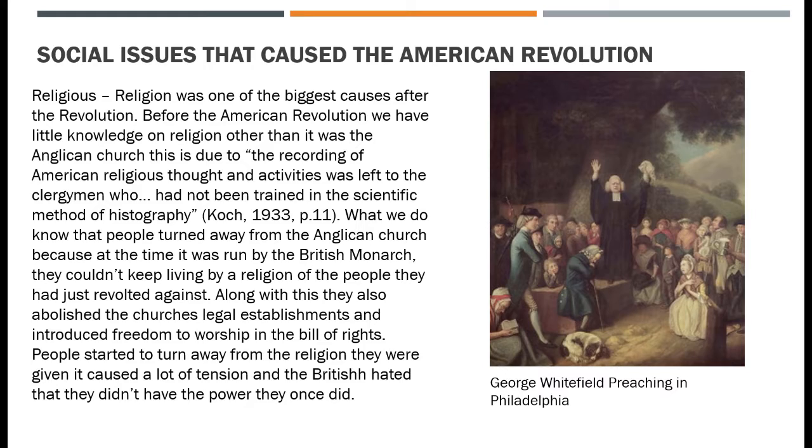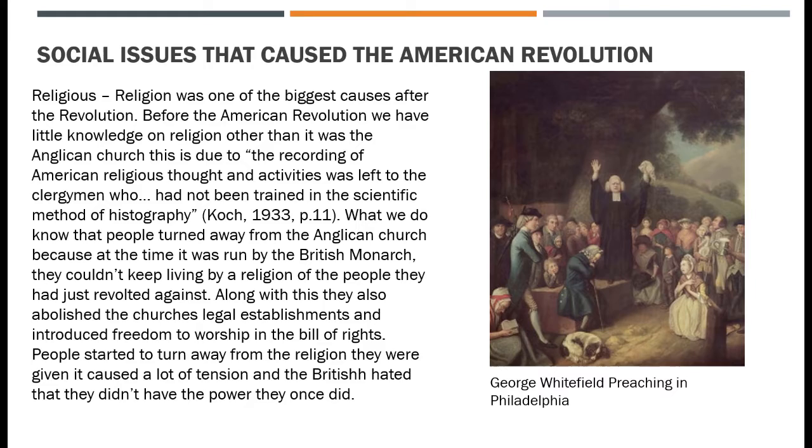What we do know, though, is that people turned away from the Anglican Church due to it being run by the British monarchy at the time. They couldn't keep living under the religion of people they were revolting against. Along with this, they also abolished church legal establishments and introduced freedom to worship in the Bill of Rights afterwards.